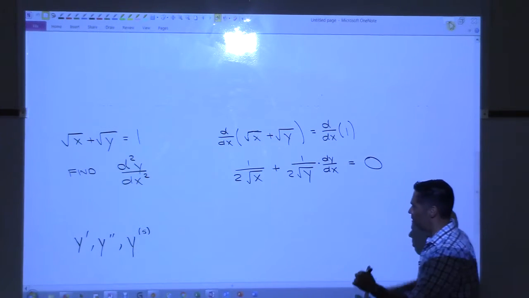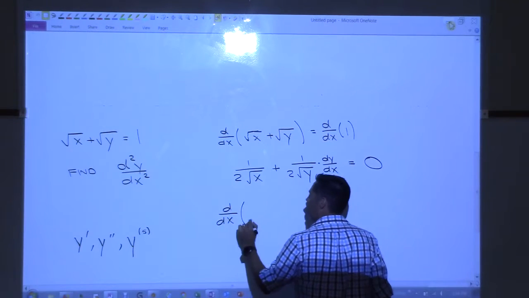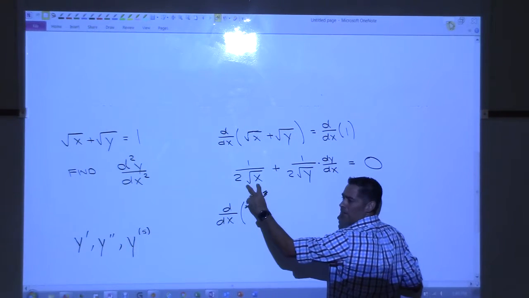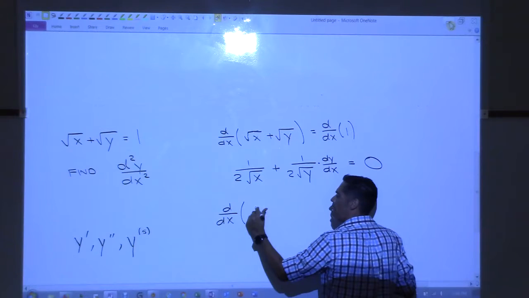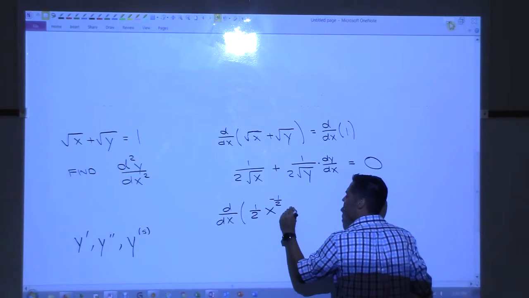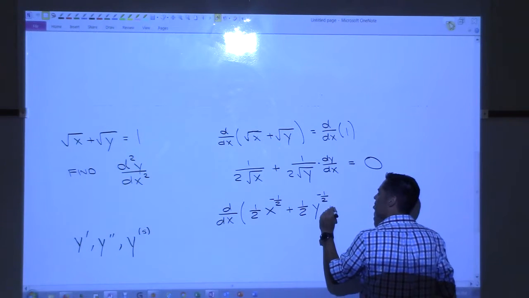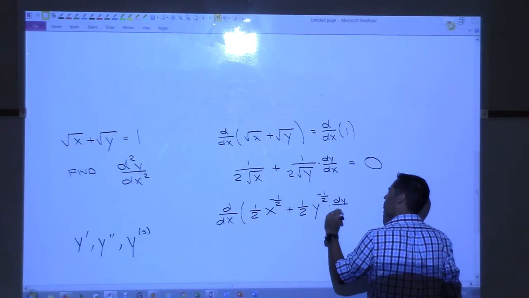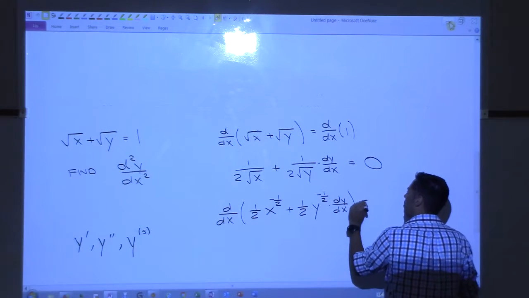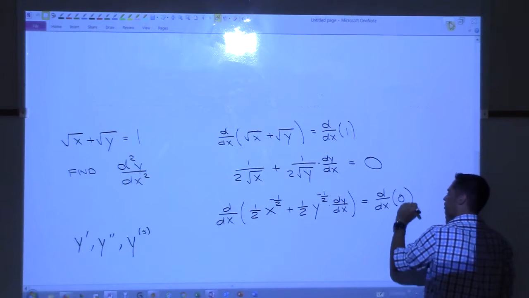This is the first time I've ever shown this. I'm going to take the derivative with respect to x a second time. Now on this one, I'm going to rewrite this one, okay? I'm going to rewrite it as 1/2 x to the negative 1/2, and over here plus 1/2 y to the negative 1/2 times dy dx, and then equals derivative with respect to x of 0.